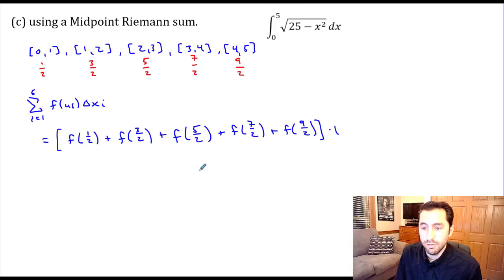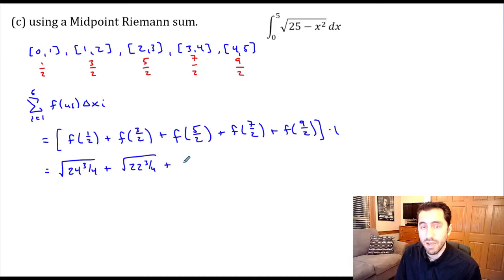All right, and now evaluating our function for each of the midpoints. So plugging in 1/2, it's going to end up being 25 minus 1/2 squared, or 25 minus 1/4, and then we're going to have the square root of that. So that's going to end up being the square root of 24 3/4, or 24.75. If we plug in 3/2, same process, we end up with 22 3/4, and the square root of that.